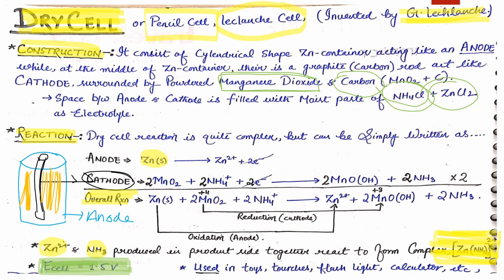Let me revise it so that you can memorize it for a longer period. In the dry cell, the zinc container acts as the anode, while the carbon graphite rod acts as the cathode. The space between the two is filled with manganese dioxide, carbon, along with some electrolyte in liquid form, that is ammonium chloride and zinc chloride. It's all about the dry cell. Moving to another different type of cell.